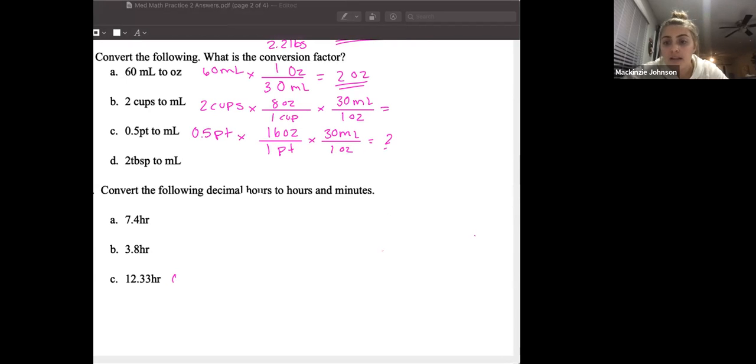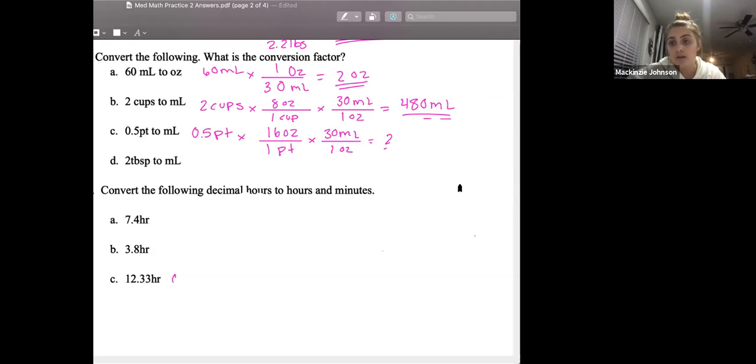So 1 cup is 8 ounces. So we have our 1 cup to cross off our cups, 8 ounces, right? And then we know that 1 ounce is 30 milliliters. We'll cross off our ounces and we're left with milliliters. And that's how you can always make sure that you're doing your math right. As long as you're crossing off your units and you're only left with the one that you want, then you're probably going to be good. So then we'll just times 2 by 8 by 30, and that will give us 480 milliliters.